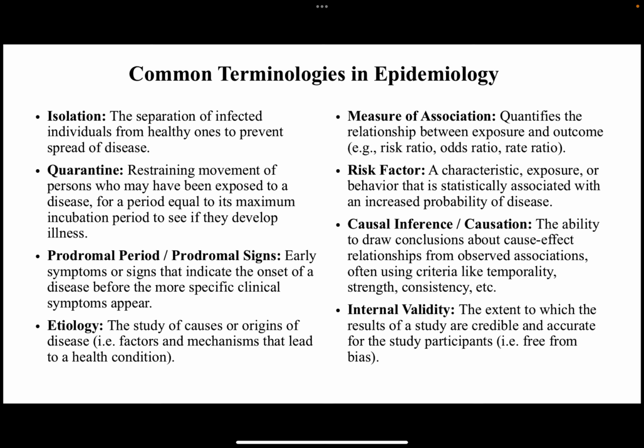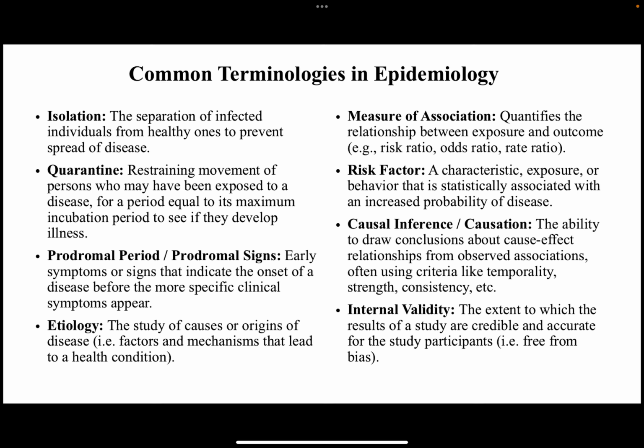Okay. Another example can be tingling at the lip before a cold sore forms. Okay, that can also be considered a prodromal sign. Now, the next terminology we'll look at is etiology. What is the meaning of etiology? Etiology has to do with the cause or origin of a disease.